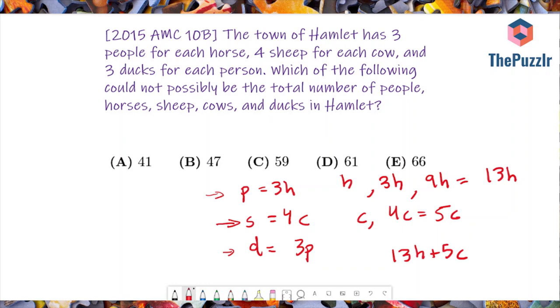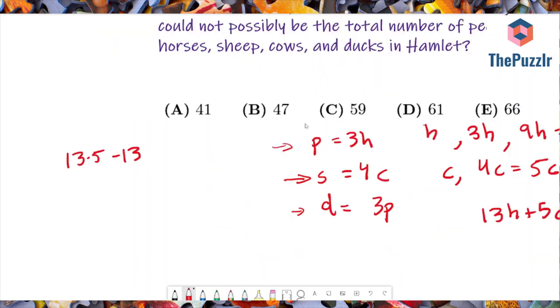Well, which of these numbers cannot be expressed like this? So it's a multiple choice test. You can try out each of the choices and see. But we just learned about the Chicken McNugget Theorem. Let's plug 13 and 5 into the Chicken McNugget Theorem. 13 times 5 minus 13 minus 5, which gives us an answer of 65 minus 13, which is 52, minus 5, which gives us 47. So our answer is 47. Let's move on.